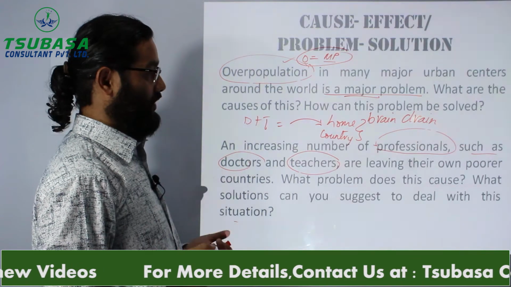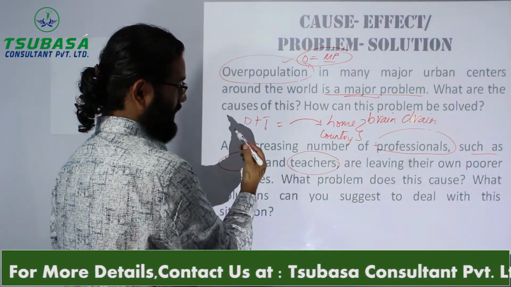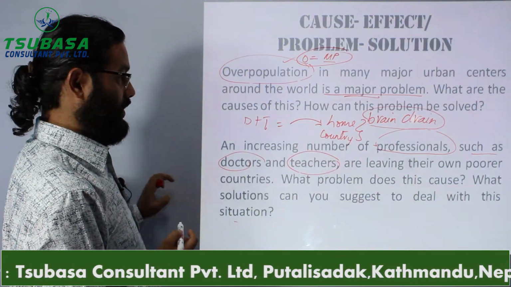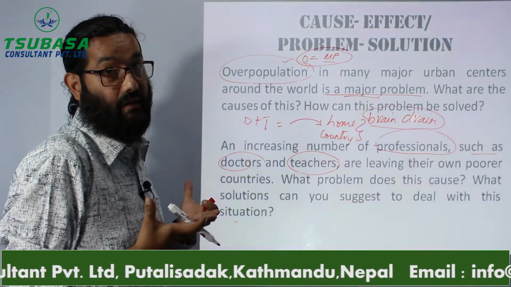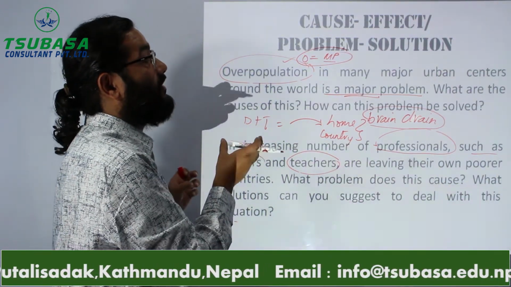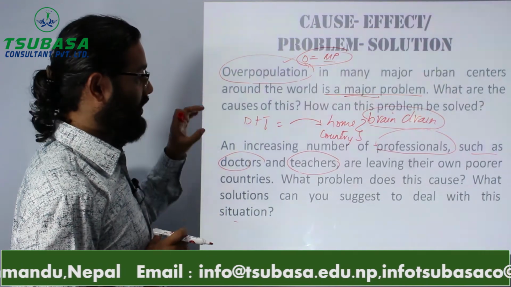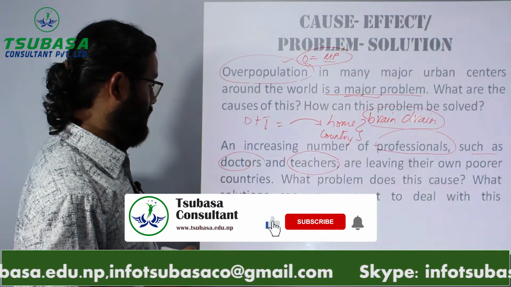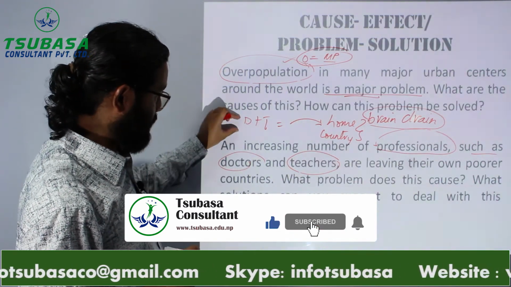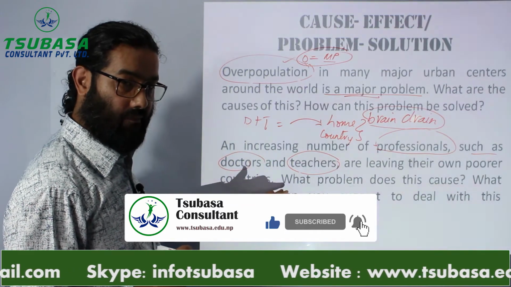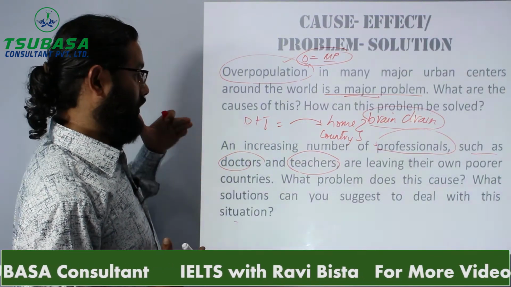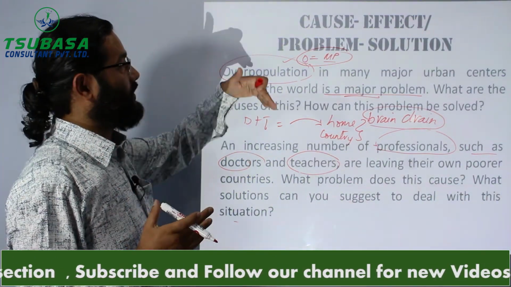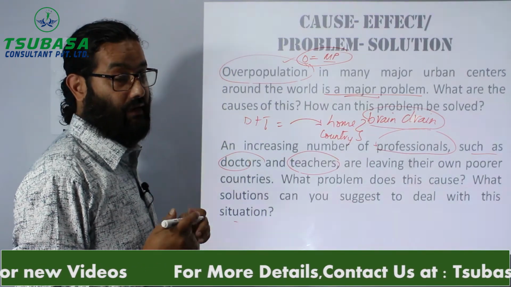What problem does this cause? What are the problems that arise because of brain drain, when skilled people move abroad? And what solutions can you suggest to deal with this situation? In order to restrict this, in order to discourage them, what are some of the ways to encourage them to stay in their country instead of going abroad? So this is cause, effect, problem solution, and this is how you're going to identify it.